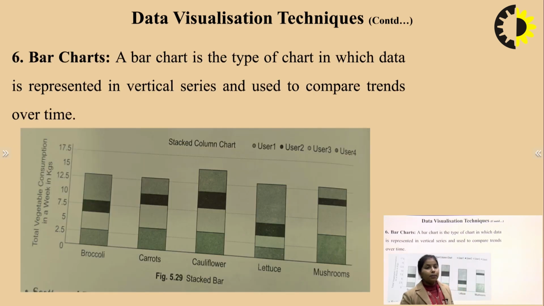The next technique is a bar chart. A bar chart is basically the type of chart in which data is represented in a vertical series and used to compare trends over time. This picture shows stacked bar data in the form of a bar chart, with four users showing the data.